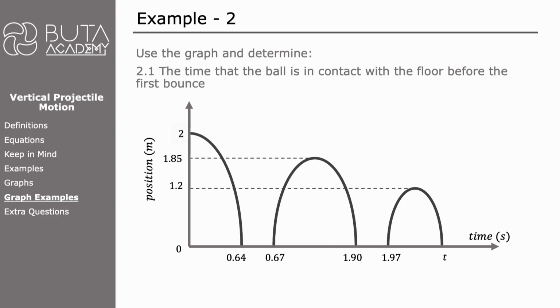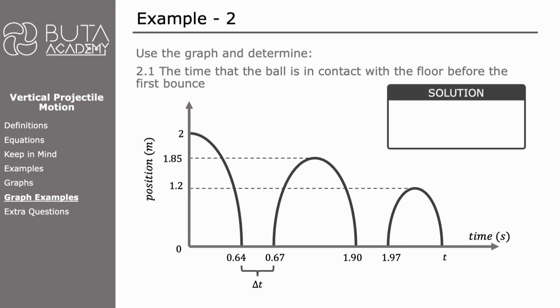The ball falls from the height of 2 meters and hits the floor at time t equal to 0.64 seconds. Then it bounces off the floor at time t equal to 0.67 seconds. The interval between these 2 points is the time when the ball was in contact with the floor. The time of contact can be calculated by subtracting these 2 points, 0.67 minus 0.64. The answer is 0.33 seconds.